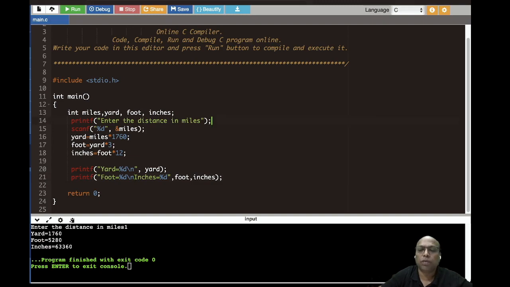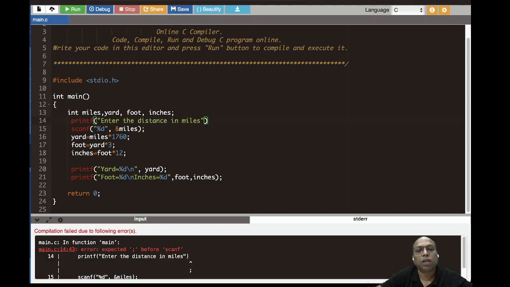You'll tend to forget the semicolon. Last class I showed you what happens if you forget a semicolon. It gives you an error here. Go and remove the semicolon and read the error carefully. It's saying expected semicolon before scanf. This is a scanf, and before that it expects a semicolon here.